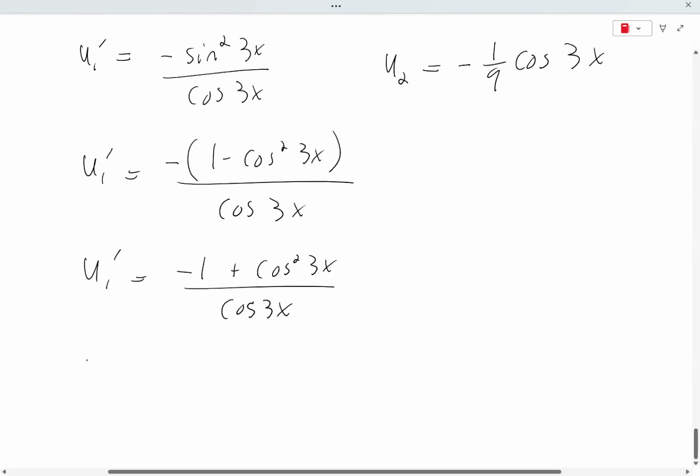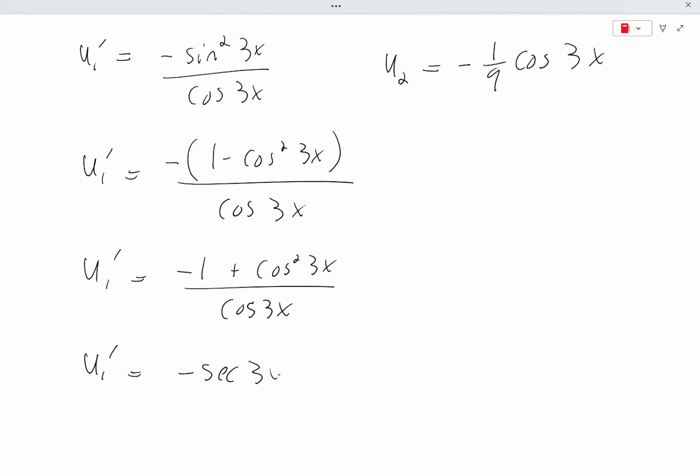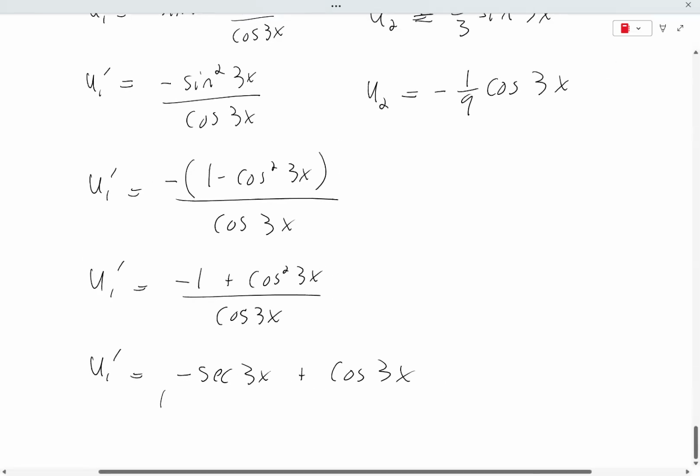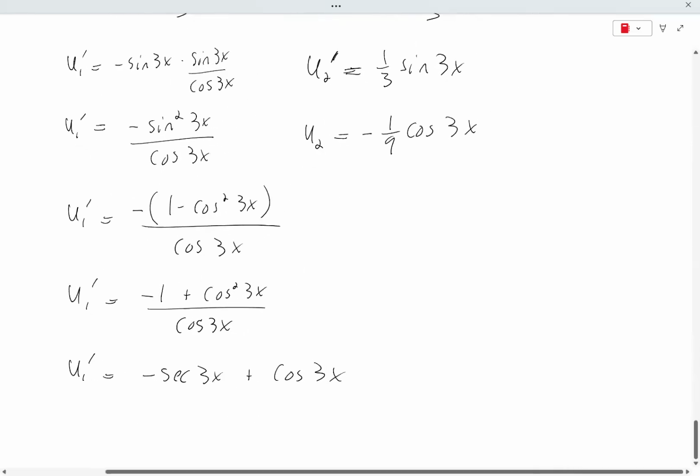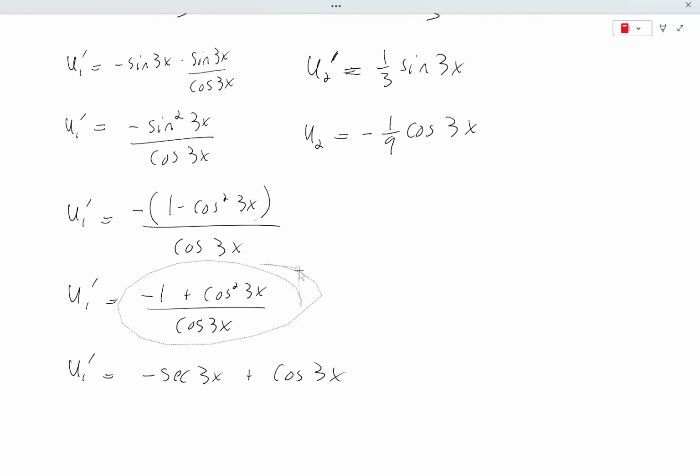Okay, and then you could break it. So this becomes like negative secant 3x plus cosine 3x. This is a messy one. So you can get it eventually like this. Then you can do the antiderivative here. It's a bit of a mess. I might have fumbled up here a bit, but you could write sine square as 1 minus cosine square, distribute that out, and then break it. This is negative secant, and this is cosine 3x here.